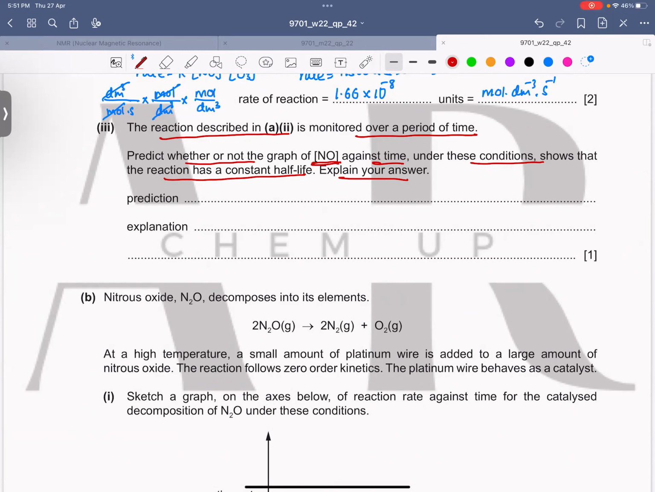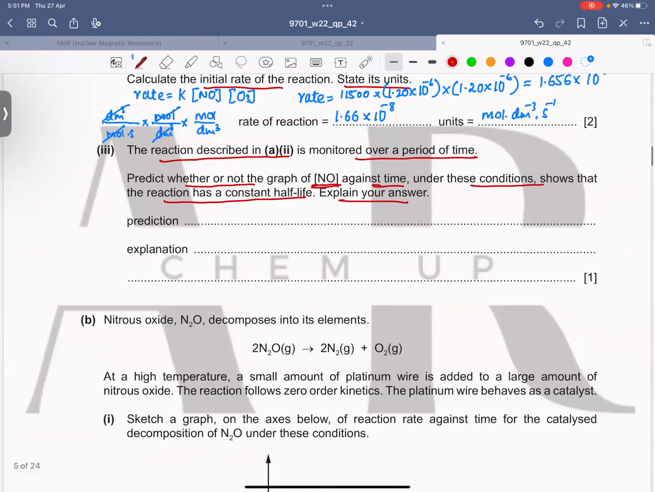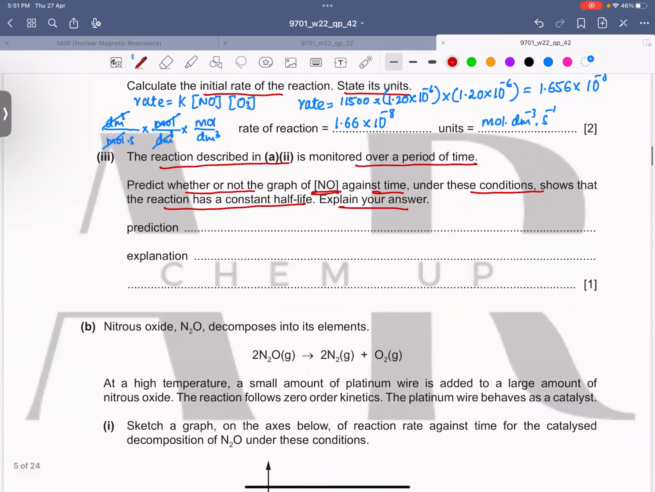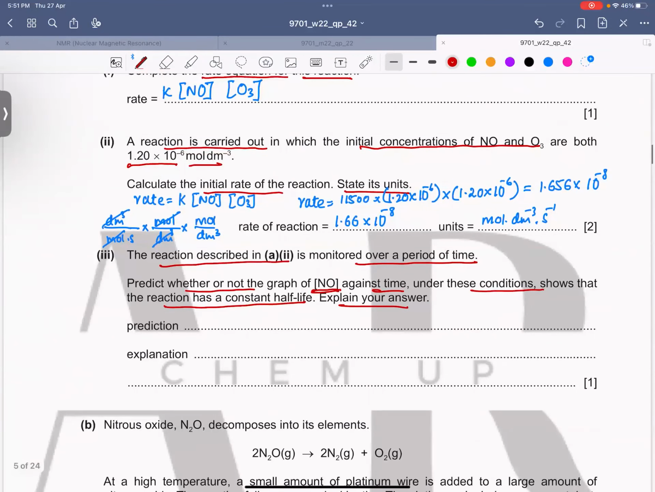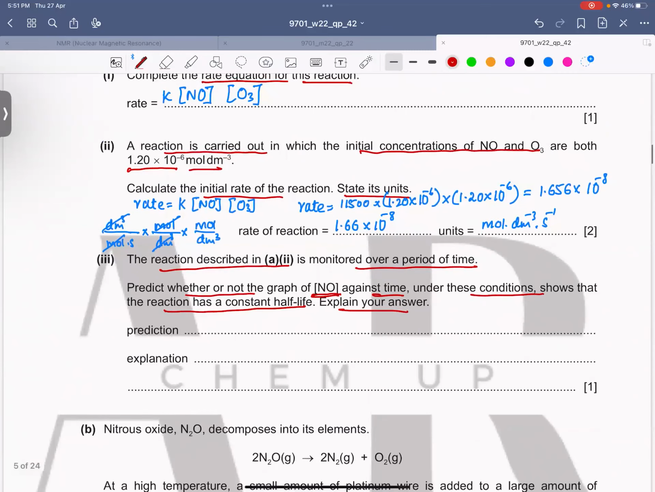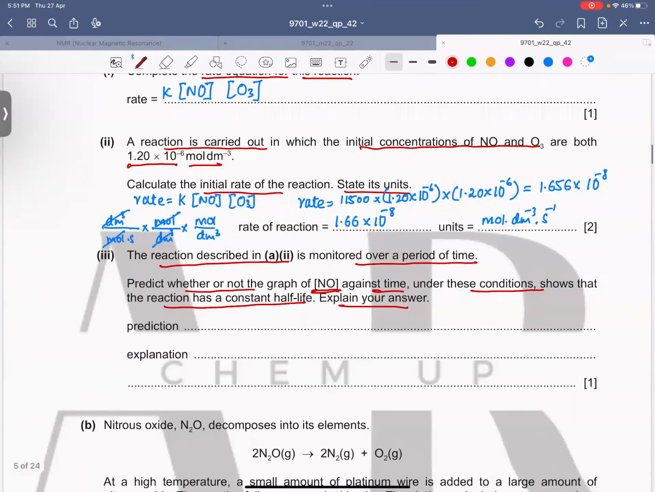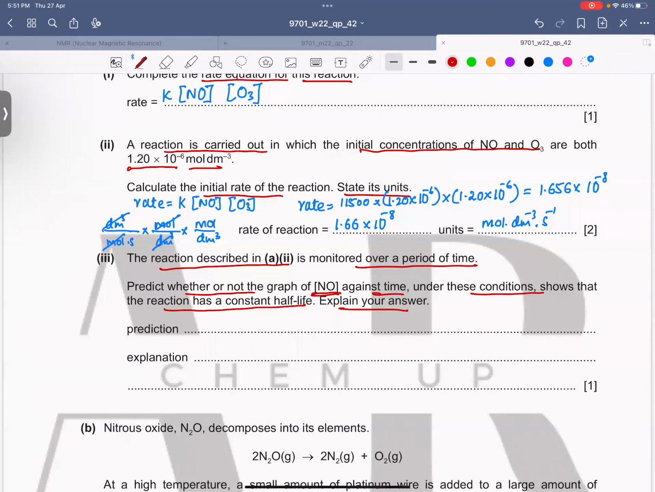The reaction is carried out in which the initial concentration of both NO and O3 are the same. No, it's not constant.